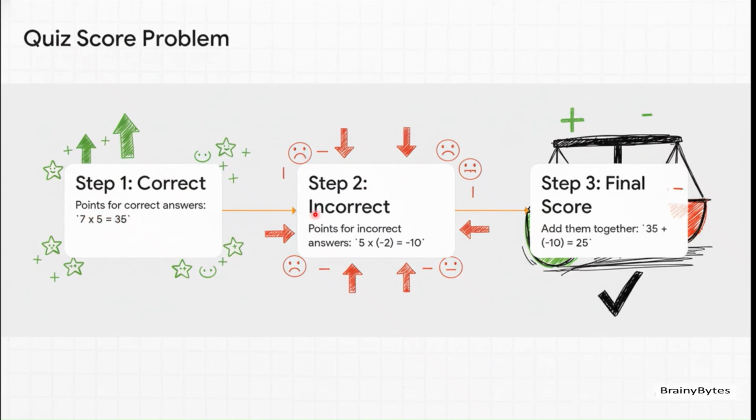Great. Now let's calculate the penalty points from the wrong answers. That's 5 times -2, which is -10. And for the final step, we just combine our positive and negative scores. 35 plus -10 gives us a final score of 25. See how every single rule we just learned clicks perfectly into place.